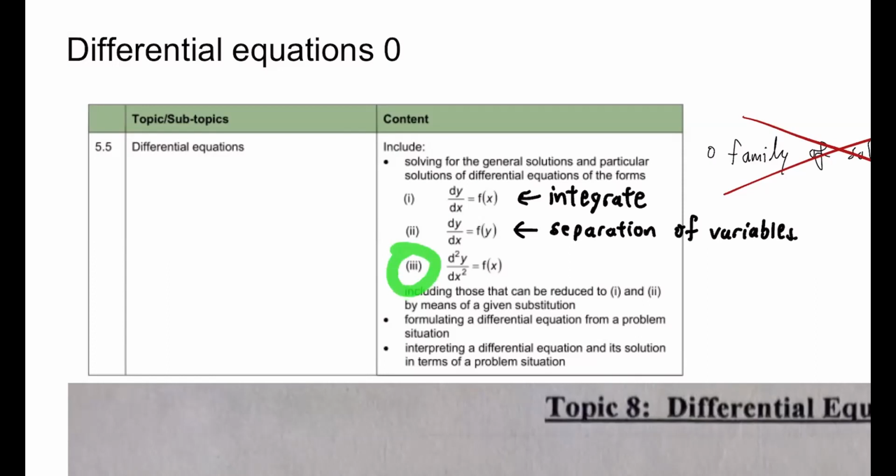And this third one is just telling you d2y by dx squared, the second derivative, equal to f of x. Then if you want to solve for y, you just need to integrate. But this time you need to integrate 2 times. Okay? That's for part one. I think you know this.